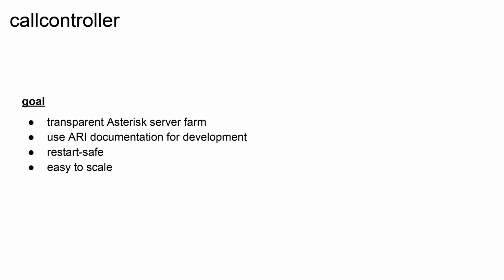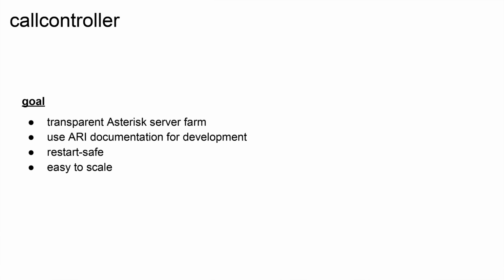Then we have the call controller. The call controller has some goals we want to achieve. In the first place, we want to have a transparent Asterisk server farm. So from a developer's perspective, I don't want to care about how many Asterisks there are. I just have one Kafka to connect to, and if there is just one Asterisk or several hundred Asterisks, I don't care. I get the Asterisk ID in my ARI event, and I want to address this Asterisk ID back on my commands, but I don't want to care if it really hits the correct Asterisk.